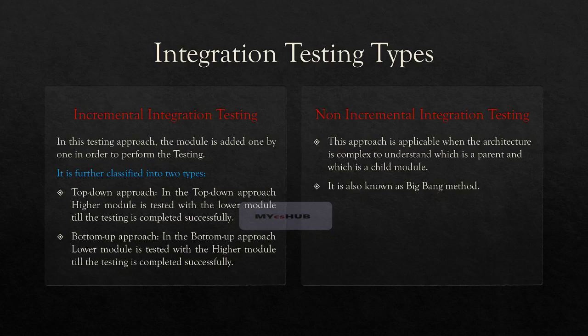Now coming to the non-incremental integration testing type, this approach is applicable when the architecture is complex to understand, like which is parent module and which is child module. So we will acquire this type of testing in this kind of situation. It is also known as Big Bang method.